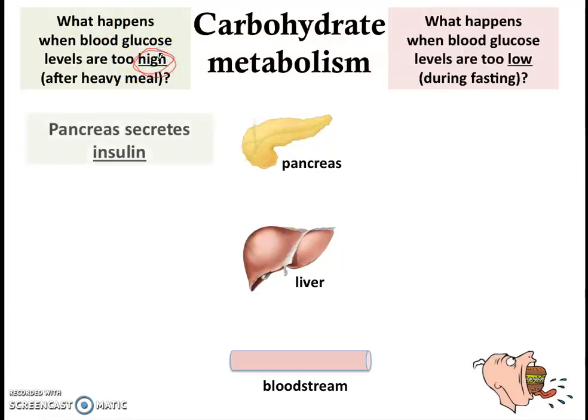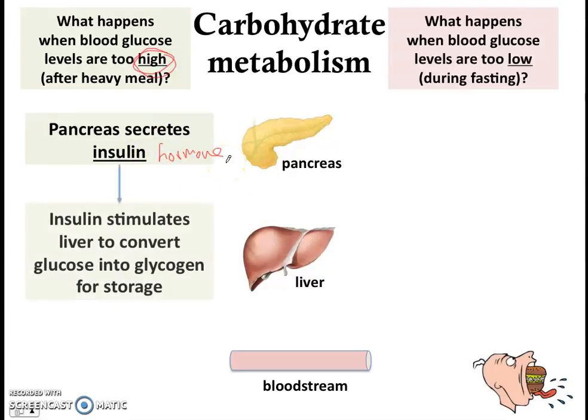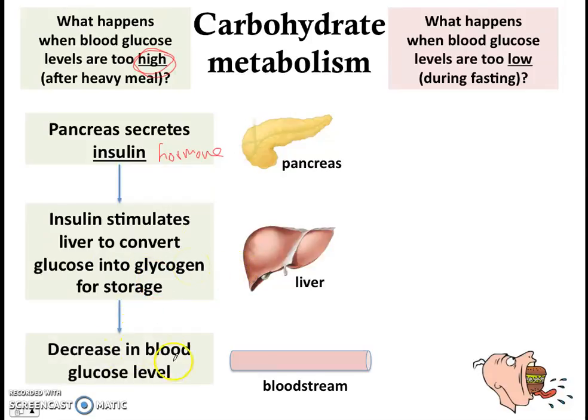Here's what happens. Your pancreas secretes a hormone called insulin. Right? This is a hormone. And this hormone sends a signal to your liver and causes the liver to convert glucose into glycogen to be stored in the liver. Now that results in a decrease in the blood glucose level, right? The glucose is taken out of the blood and stored as glycogen in the liver.